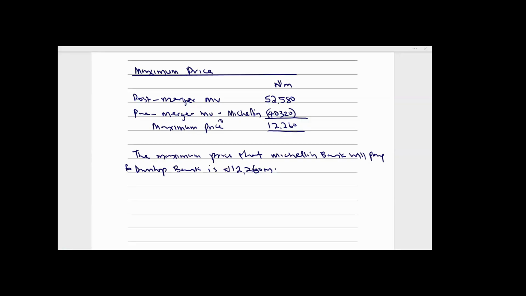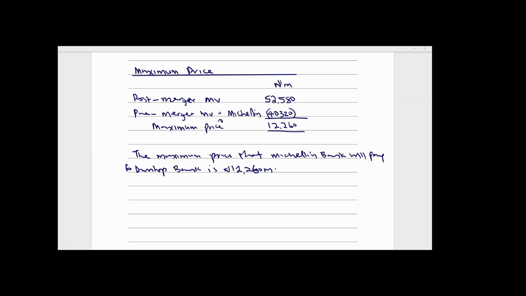The current value, according to the question, we are told that the company has managed to increase its capital base to 10 billion. That is, Dunlop Bank's capital base has increased to 10 billion. So that's not even what the examiner is asking you. To get the maximum price, it's just the difference between the post-merger market value and the pre-merger market value of the predator. All right. So that's the maximum, which is 12,260,000,000. David, is it clear?